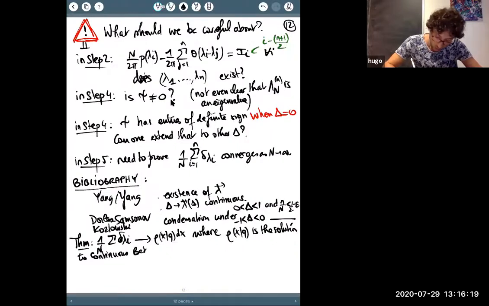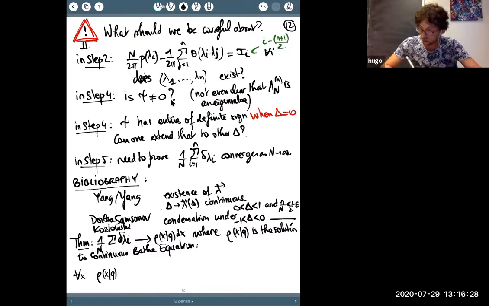Continuous Bethe equation. And this continuous Bethe equation is like that. For every x, rho of x q plus the integral between minus q and q of k of x minus y, rho of y q dy is equal to psi of x.